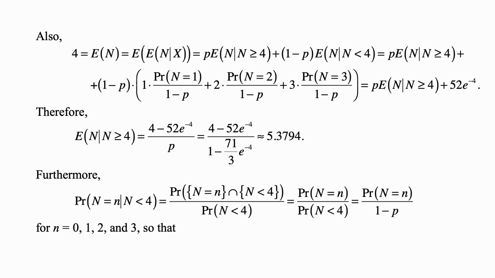each value that n can have there, which is 0, 1, 2, 3, multiplied by its probability, which is the probability of hitting that value by n, but divided by the probability that we're in the region where n is less than 4, which is 1 minus p. But 0 times anything is 0, so we disregard the 0, and this just becomes 1 times the probability that n is 1 over 1 minus p, plus 2 times the probability that n is 2 over 1 minus p, plus 3 times the probability that n is 3 over 1 minus p.